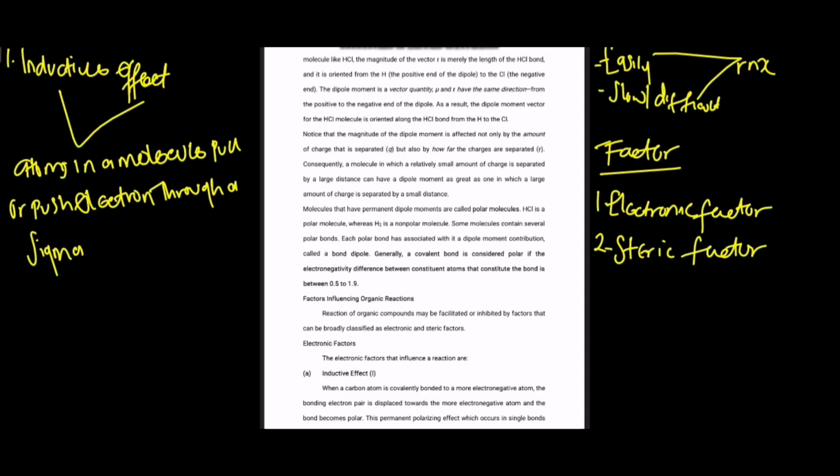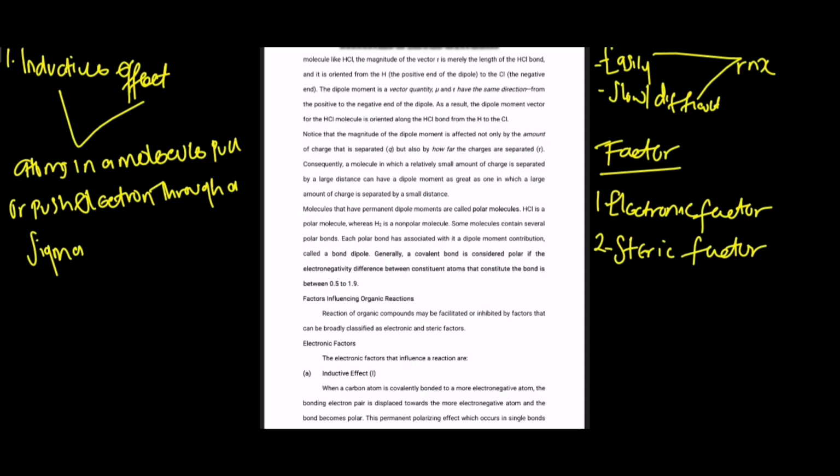You know what a sigma bond is, you know what a pi bond is, right? All right. The inductive effect. We said that among the factors influencing organic reactions, under the electronic effect, we have the inductive effect. I said that the inductive effect is felt when an atom in a molecule pulls or pushes electrons through the sigma bond. We are together, right? Now let me make it very simple for you to understand.